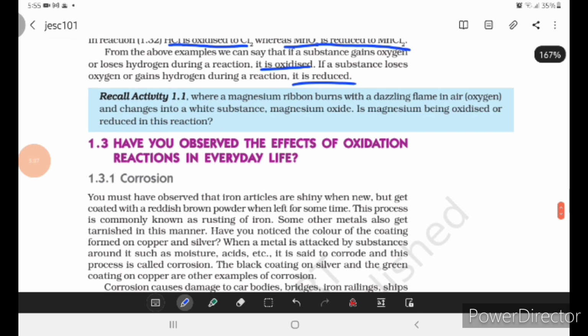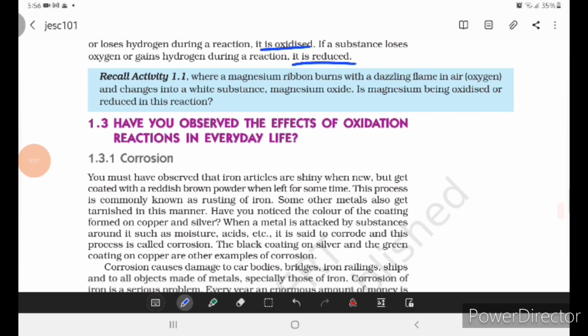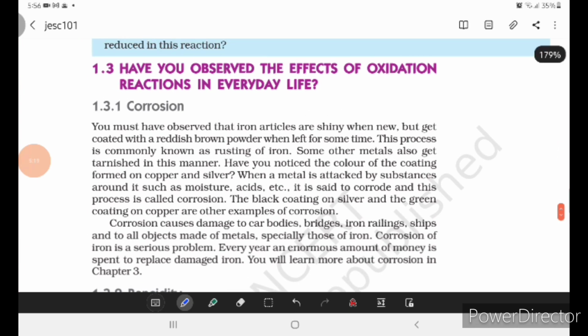Now let's see the oxidation and reduction reactions in our day-to-day lives or in our surroundings. Or let's see what are the effects caused by these redox reactions or oxidation reactions. Okay, corrosion. The first is corrosion.